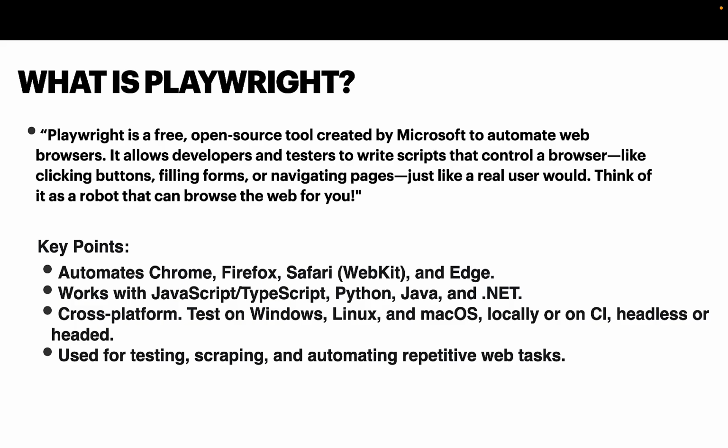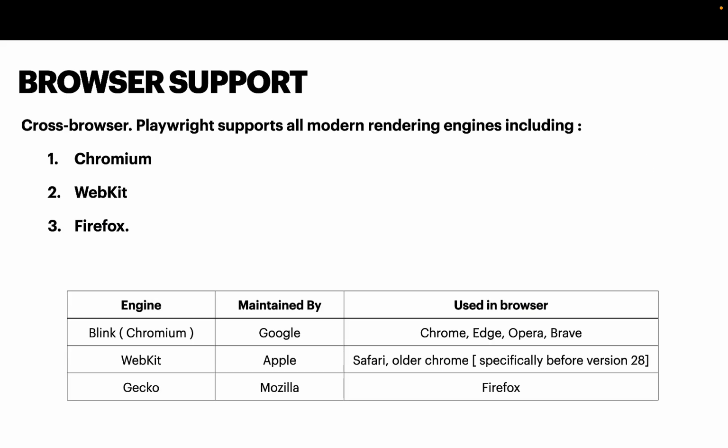Now let's move to other key points. What kind of browsers are supported by Playwright? Playwright supports Chrome, Firefox, Safari, Edge, and we'll see the browser support in detail also. We call it cross browser. Playwright supports all modern rendering engines. If you go to the Playwright website, you will see Playwright supports Chromium, WebKit, and Firefox. But here you may get confused about what this Chromium is, what this WebKit is.